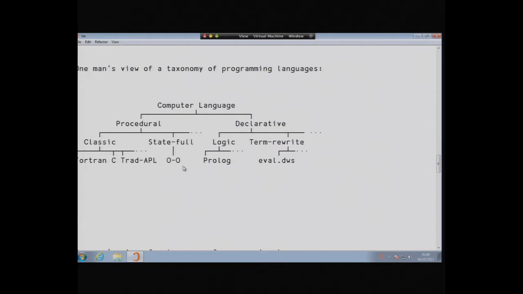Then there are some interesting systems called term rewrite languages. There's a fair amount of newish literature written about them, and they are things like symbolic manipulation languages, equation reduction, equation solving languages. And there's a little plug. One of the supplied workspaces in Dyalog is called eval.dws, and that's an example of a term rewrite system where you can write rules and the machine will... That's an example of that.